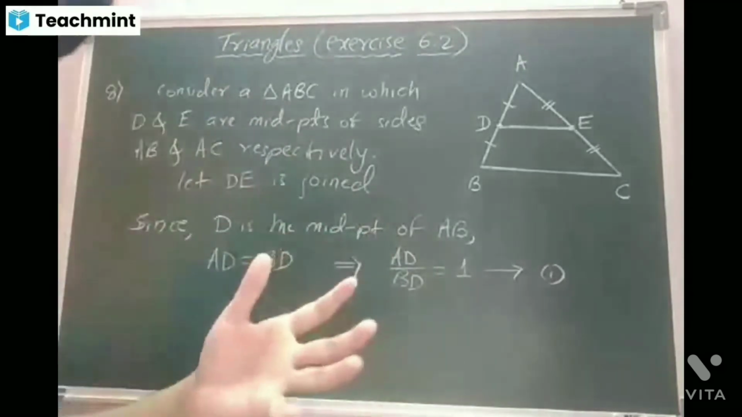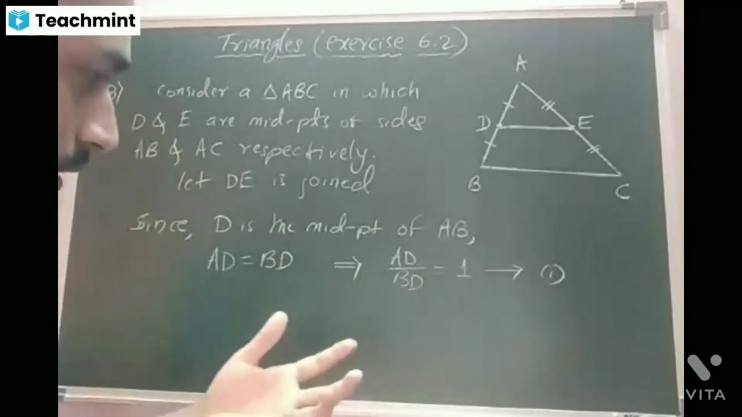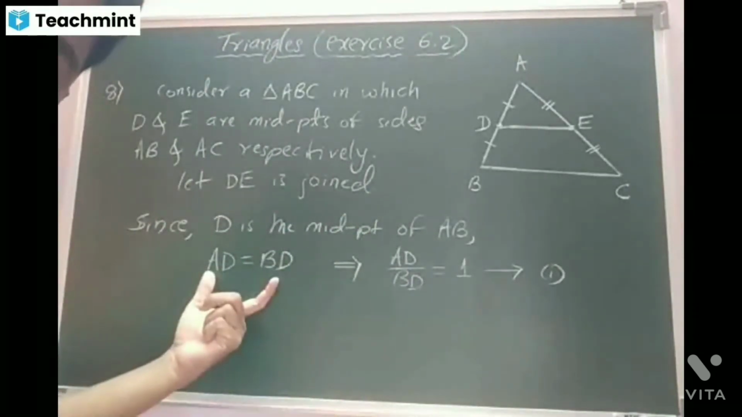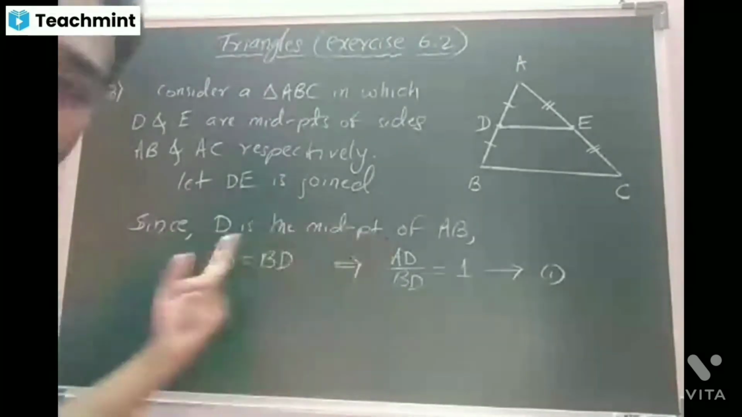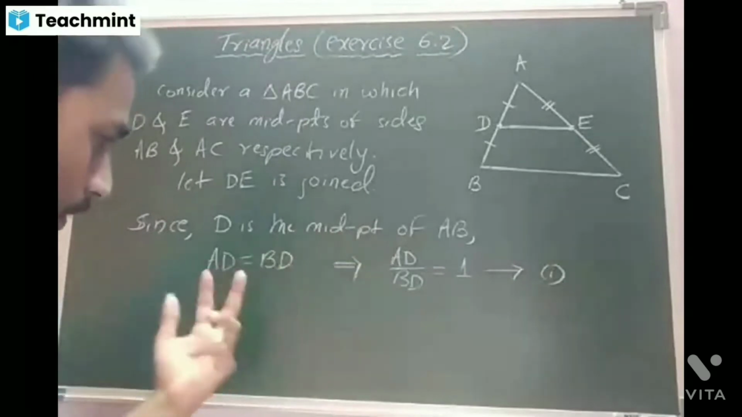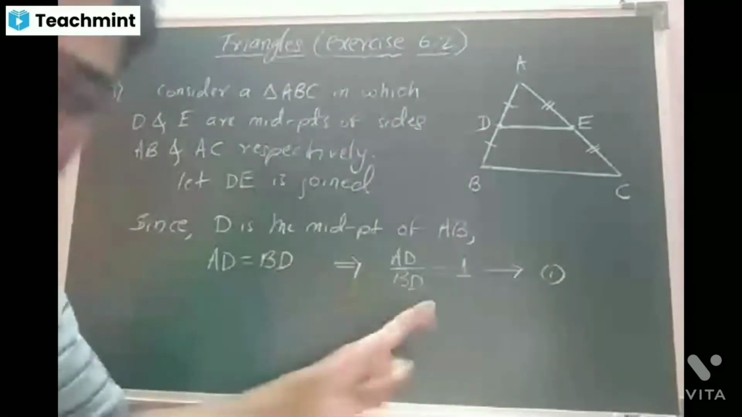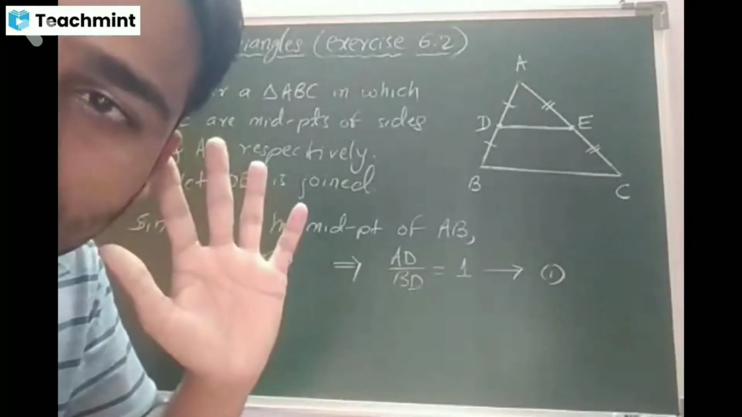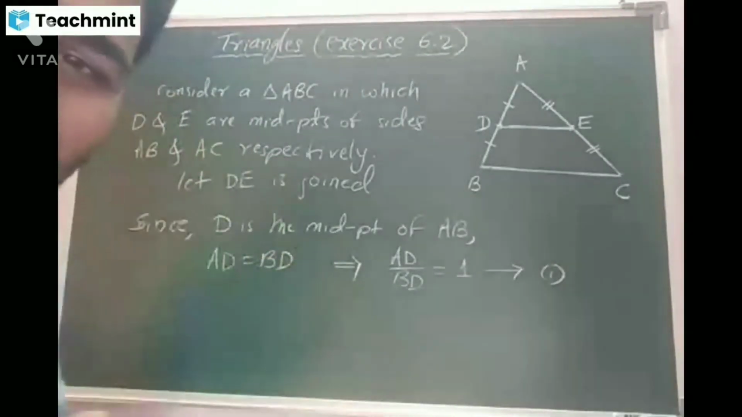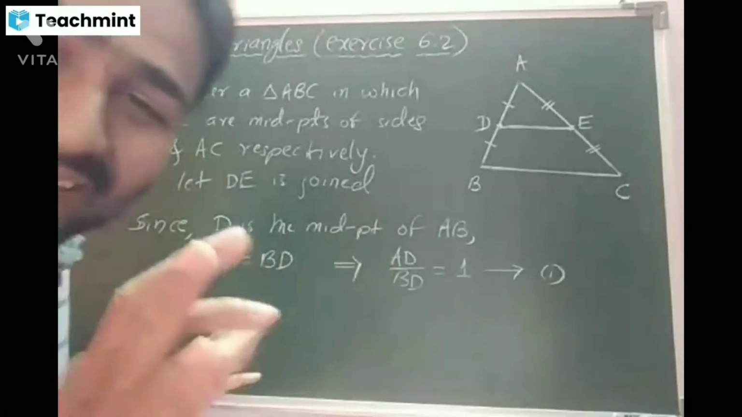Sir, D is the midpoint, so AD and BD both values, measurements will be equal, sir. So when we divide them, it will be 1, sir. Yeah, this is correct according to this statement. I'm talking about this, beta. Both parts' values will be equal, no sir? So this becomes 1, so 1 by 1 is equal to 1.